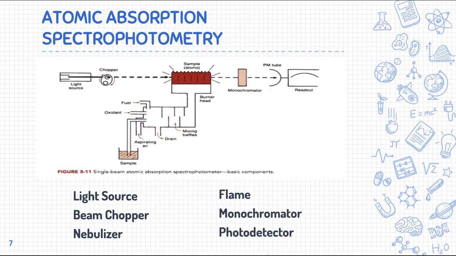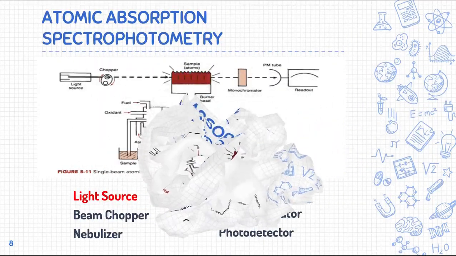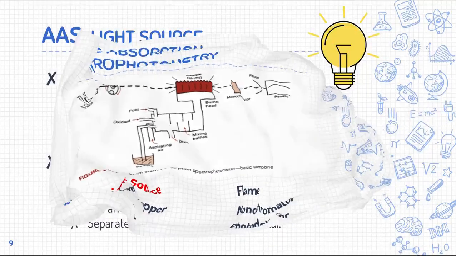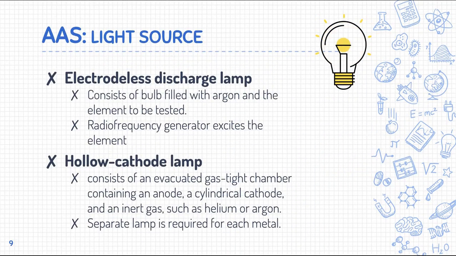The first one is of course your light source. So what does your light source do? Your light source first and foremost is the source of your incident light. In AAS, we actually have two types of light source: your electrodeless discharge lamp and your hollow cathode lamp. Let me first explain what they are.